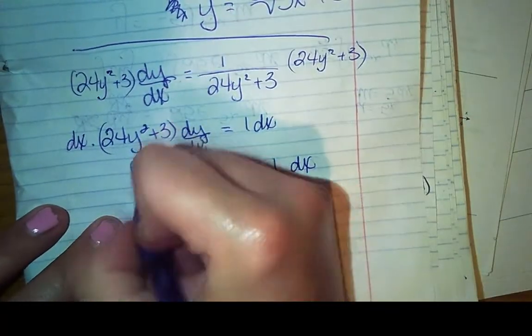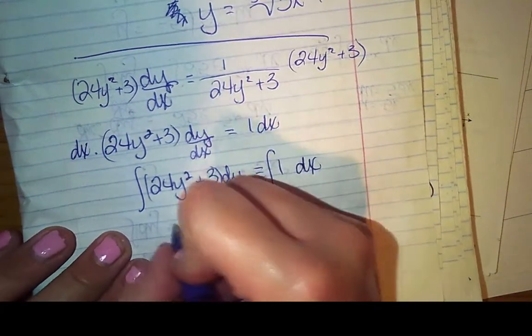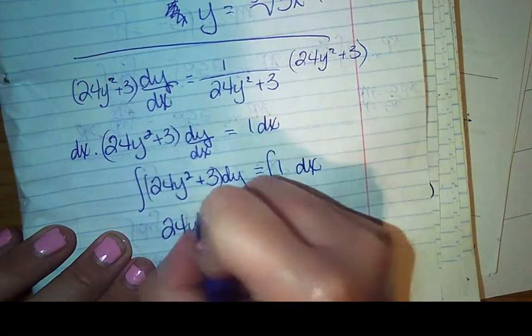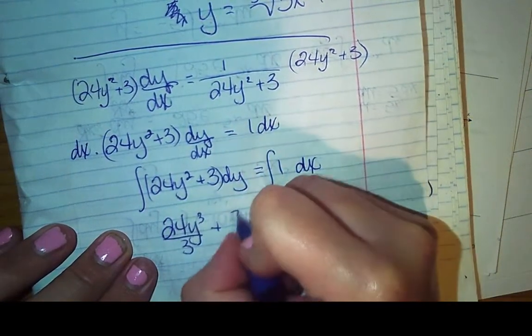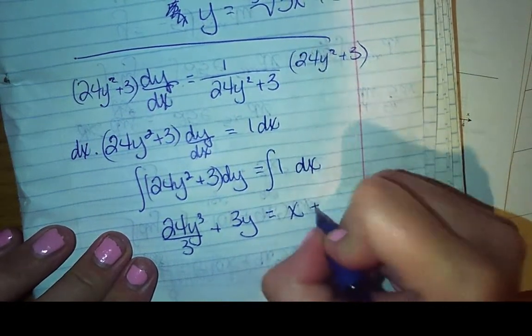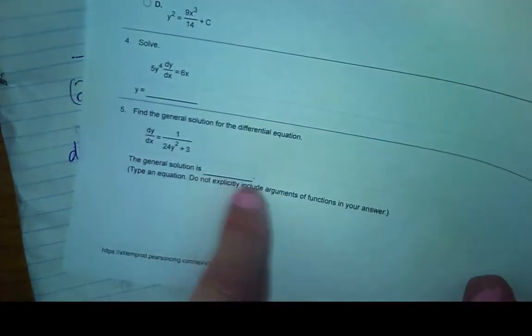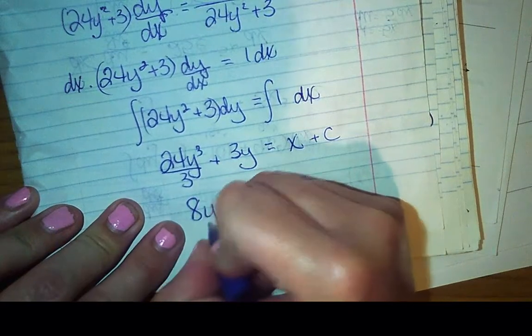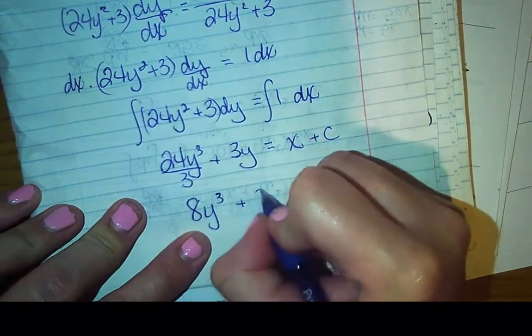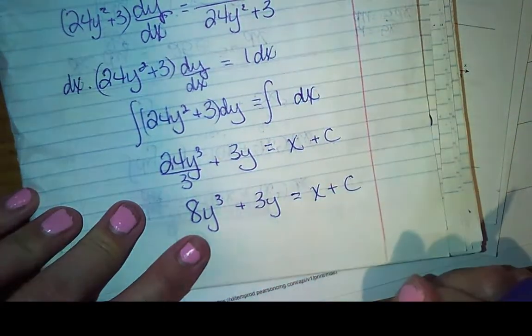Okay, so the integral of the left is going to be 24y to the third over 3, and then plus 3y, okay, equals x plus c. And since you're given just a big fat line right here, and because it's kind of hard to solve for y, we're just going to leave this in this format. So 24 over 3 reduces. So I got 8y cubed plus 3y equals a small x plus a large C.